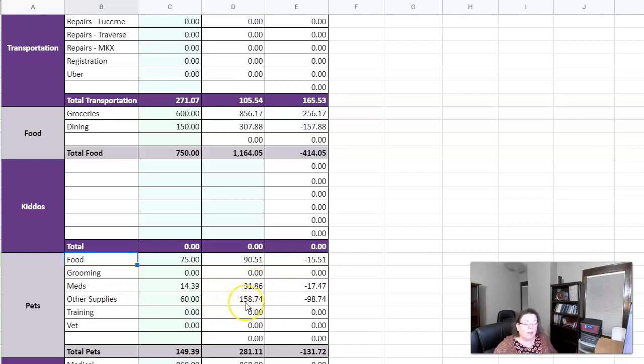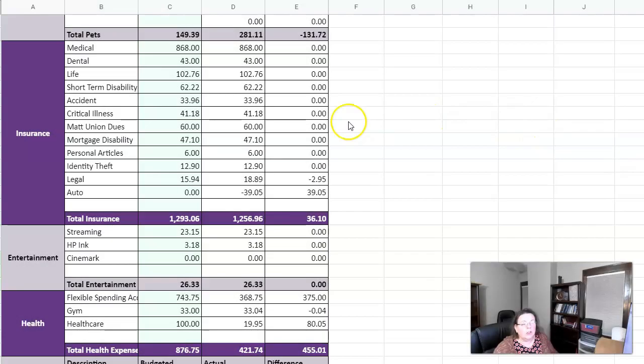Other supplies, we planned on $60 and we spent $158. And then our total pets came to $281, which was over by $131.